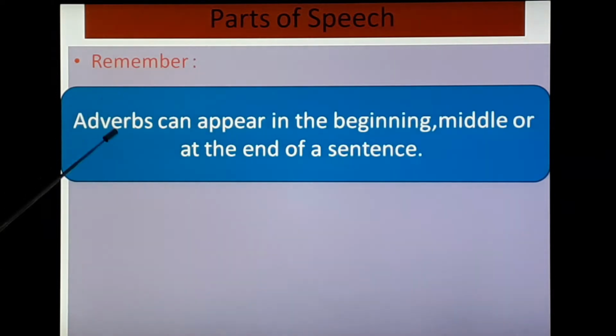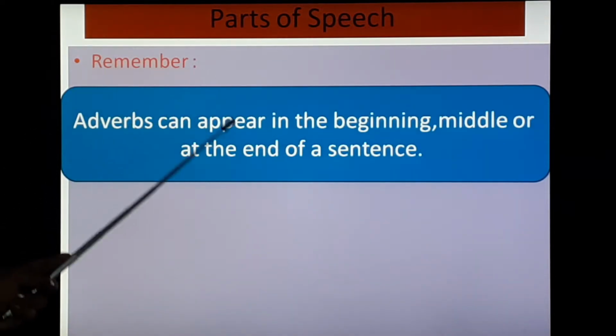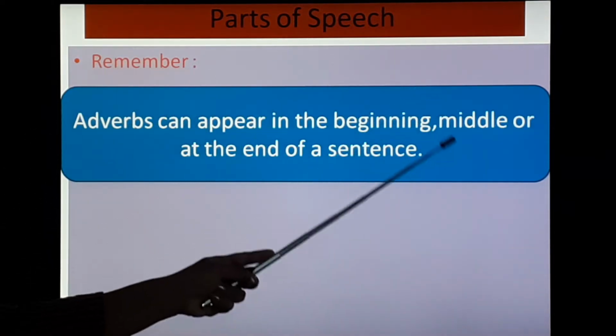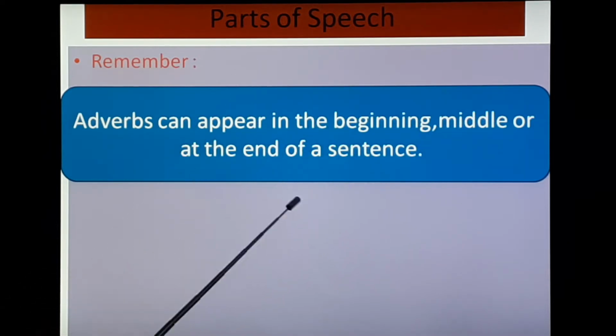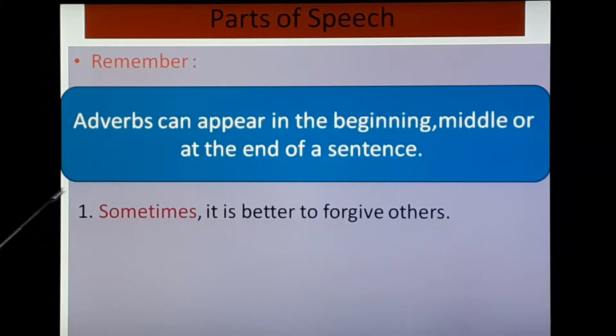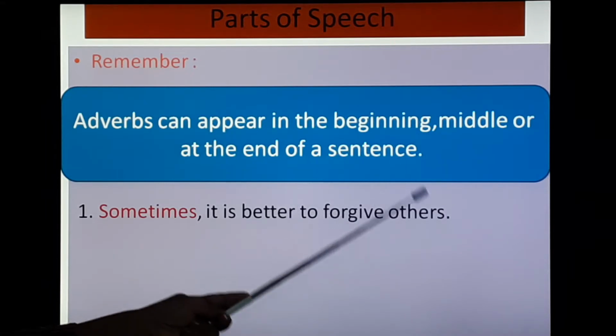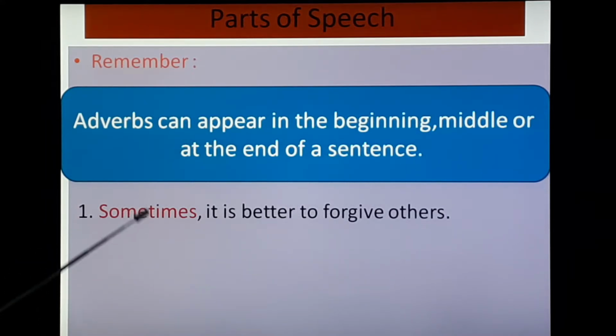This thing you have to remember: adverbs can appear in the beginning, middle or at the end of a sentence. Let's try to understand with the help of examples. First, sometimes it is better to forgive others. So sometimes, here this is an adverb and it appears in the beginning.